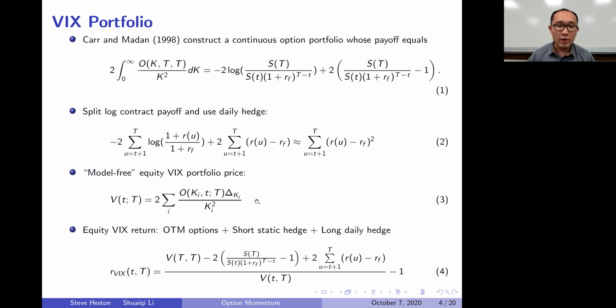There is no interpolation going on when we construct this portfolio. And in addition to the option position, the VIX portfolio also has a short position in the static hedge and long the daily hedge component. Based on equation 2, the actual payoff of this VIX portfolio would approximate the realized variance of the stock return.